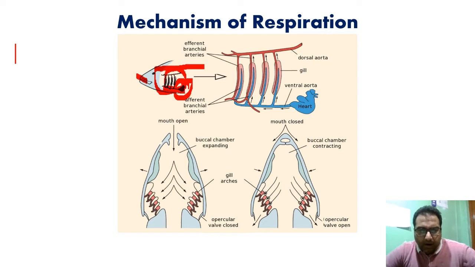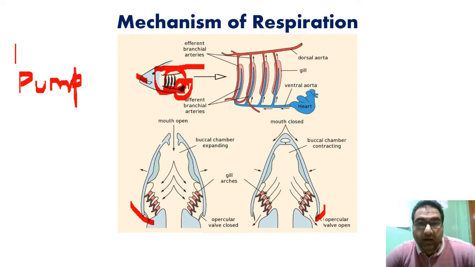In this part, we have to keep in mind that the opening and closing of the mouth, and the opening and closing of the opercula, play an important role in the respiration of the fish. The continuous undulational flow of water over the gill surface is accomplished by the respiratory pump. Now, I have used the word pump, respiratory pump. What is this respiratory pump, and what organs are included in it?